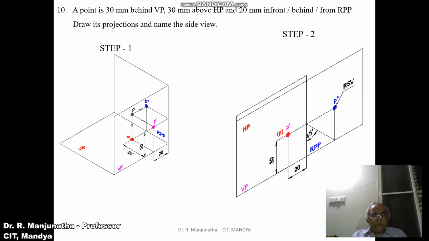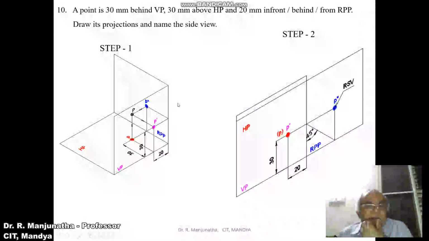So when you look from the right side view, we can say that the point is behind RPP. Since it is behind VP, here also you should get behind RPP. Now the behind RPP distance can be seen in the front view. You can see the distance behind RPP in the front view, and also when you look from the top view, the behind RPP distance can be seen in the horizontal plane also.